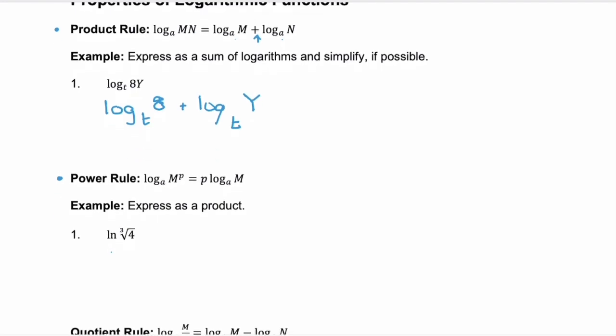So looking at this example, we have the natural log of the cube root of 4. Well, we need to remember that the cube root can be written as an exponent of 1/3. So this is the same as the natural log of 4 to the power of 1/3. And using the power rule, you can take that power, 1/3, and put it in front of the natural log of 4.